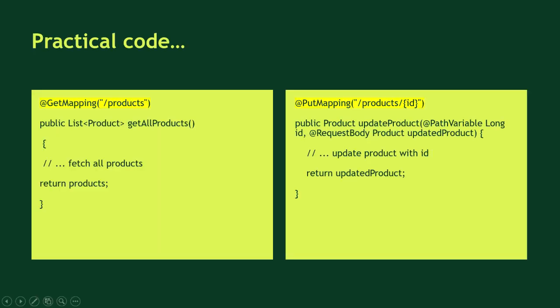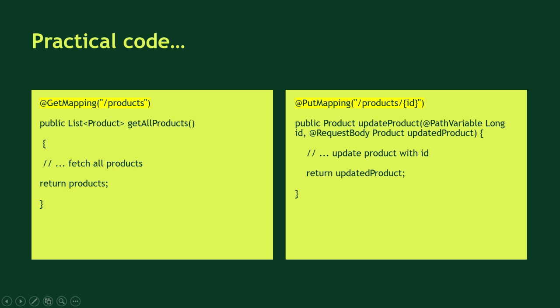So for the @GetMapping, if you see here, there is a product, right? So you will be able to fetch all the products. Here you will see you are fetching all the products. Similarly, you can actually put an element for it, right? So you are trying to update any resource, right?